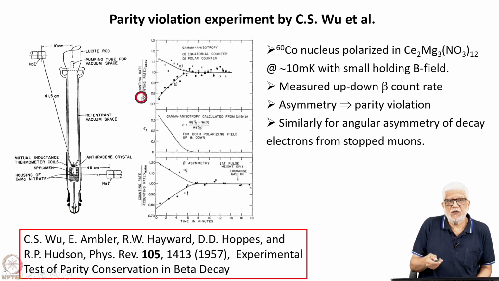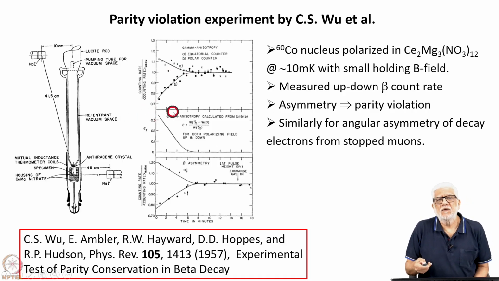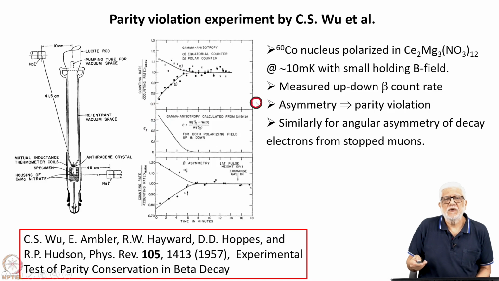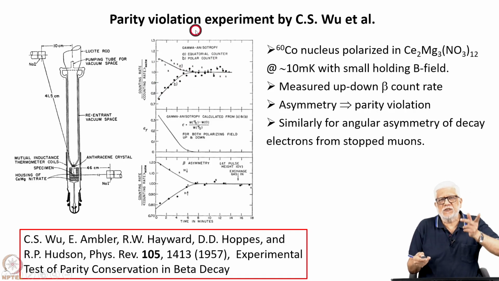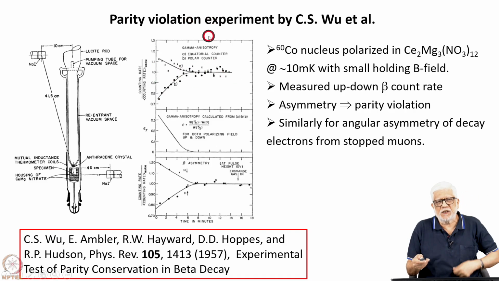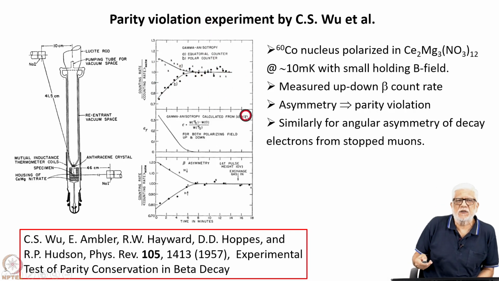Now, what they measured was the count rate as a function of time. So, they cooled it, they measured this asymmetry and then allowed this to warm up. Then when you warm it up, of course, the nucleus polarization goes in all directions and then you do not get any asymmetry. So, this was gamma ray anisotropy.